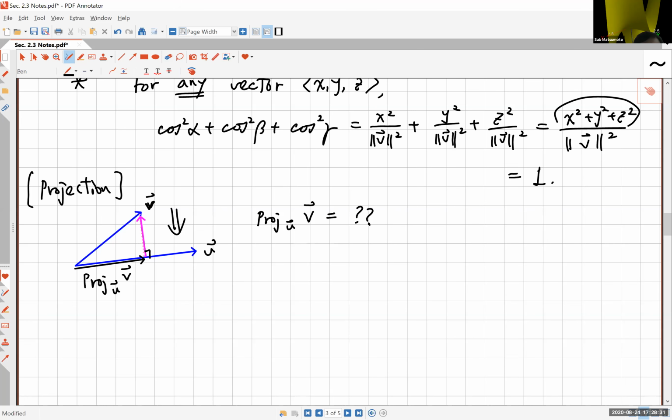Okay, what kind of vector is this? Let's try to find its length. Okay, how long do you want this projection to be? Well, from this triangle, it's pretty obvious. The length of this projection should be the norm of v, because that's the hypotenuse, times the cosine of theta, right? Because the hypotenuse times the cosine of the angle is going to give you the adjacent, which is the length of the projection of v that you are looking for, right?